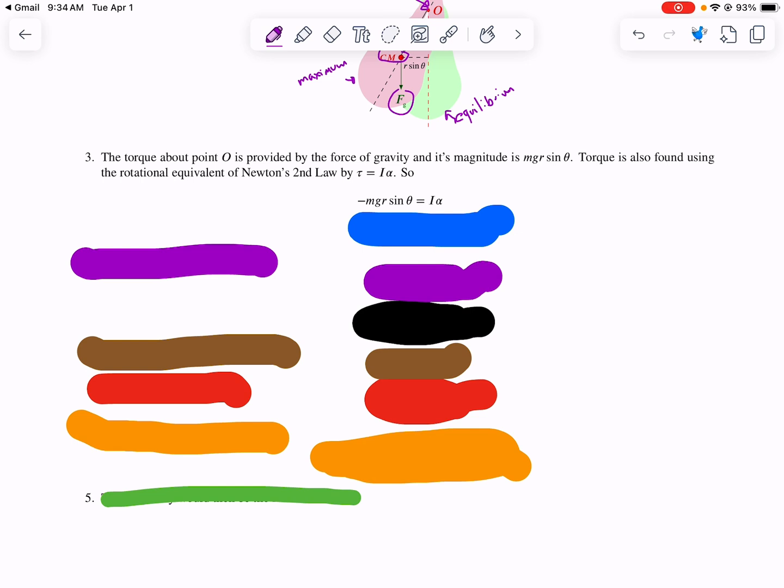Now the negative that's on there is because it's a directional thing, right? It's moving in that direction, toward the left here. So that's why we have the negative.